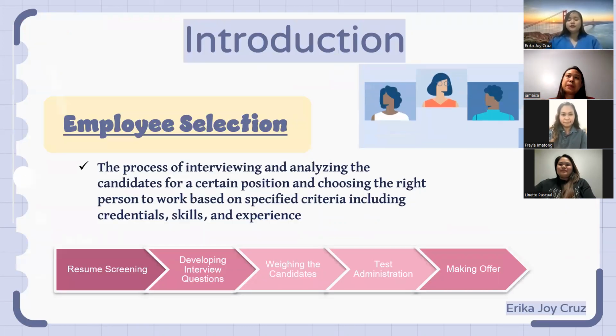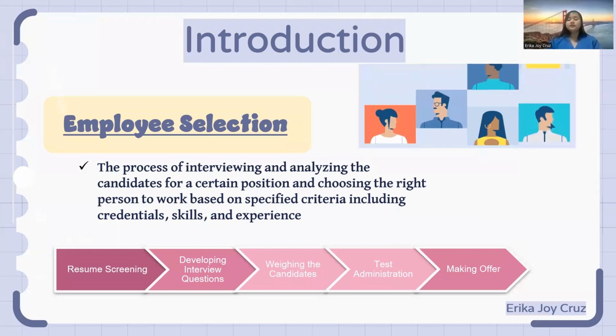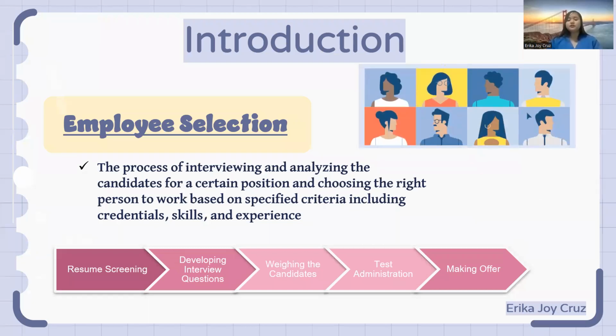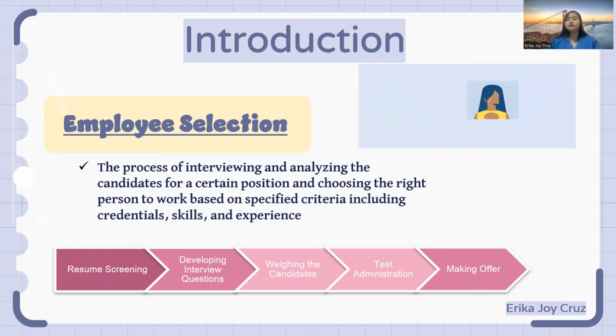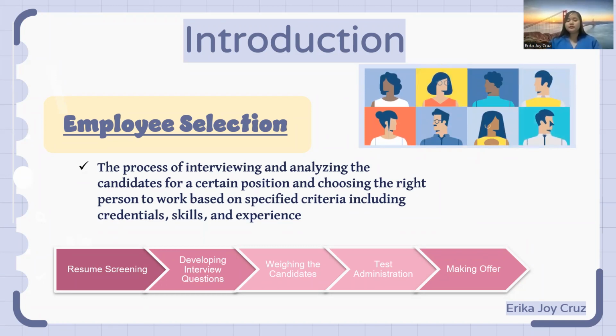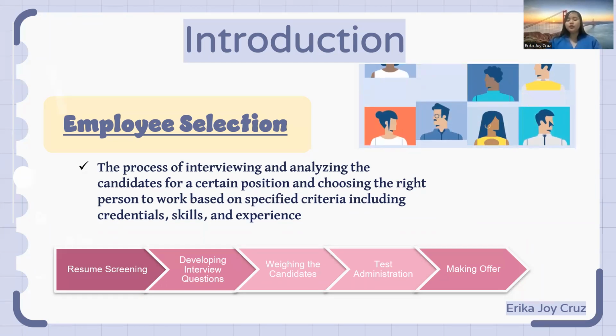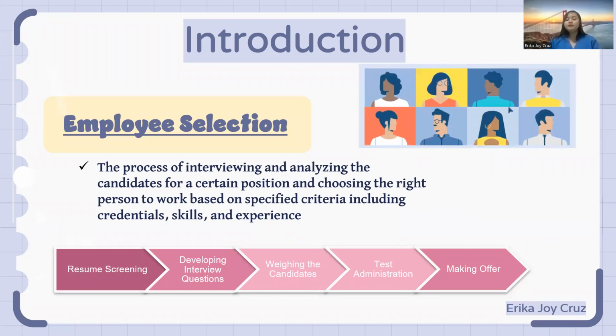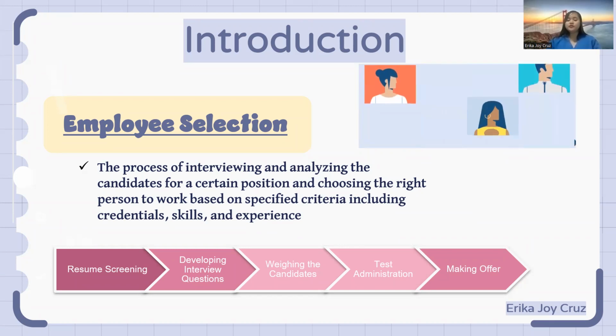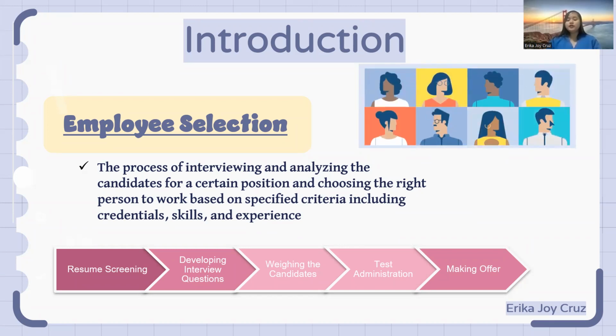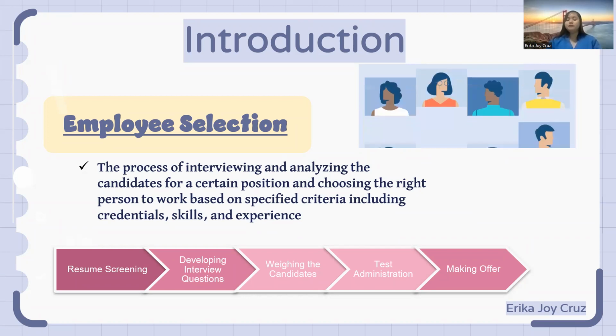Let us define first what is employee selection. The process of interviewing and analyzing candidates for a certain position and choosing the right person to work based on specific criteria, including credentials, skills, and experience. The objective of the selection process is to match the applicant's ability, knowledge, skills, and experience with the job requirements in a fair and legal manner by Karim et al. 2021. There are various issues that were taken into consideration during the employee selection. Those are resume screening, developing interview questions, weighing the candidates, and test administration and making offer.